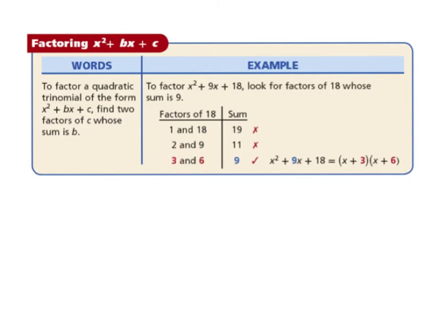So let's look at which one of those are going to add up to be a 9. Well, 1 plus 18 is 19. Not it. 2 plus 9 is 11. Not it. 3 plus 6 is 9. That's it. So that just simply means our factors are going to be x plus 3 and x plus 6. And you're done. You factored it.